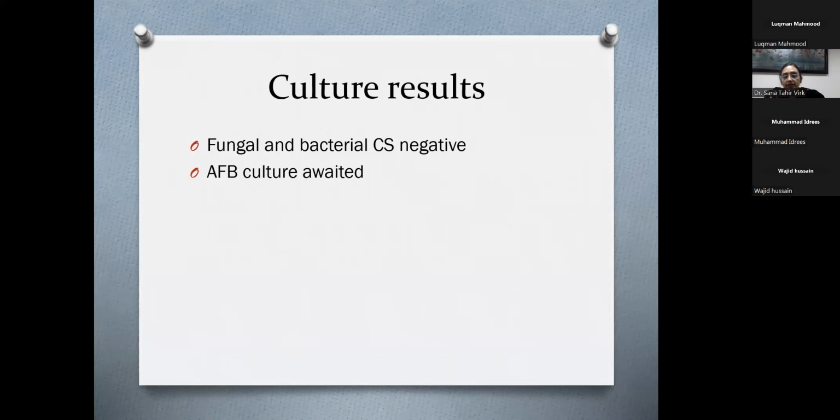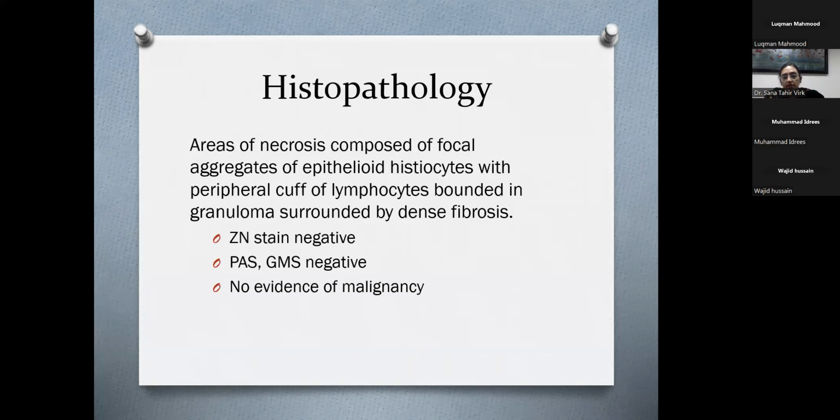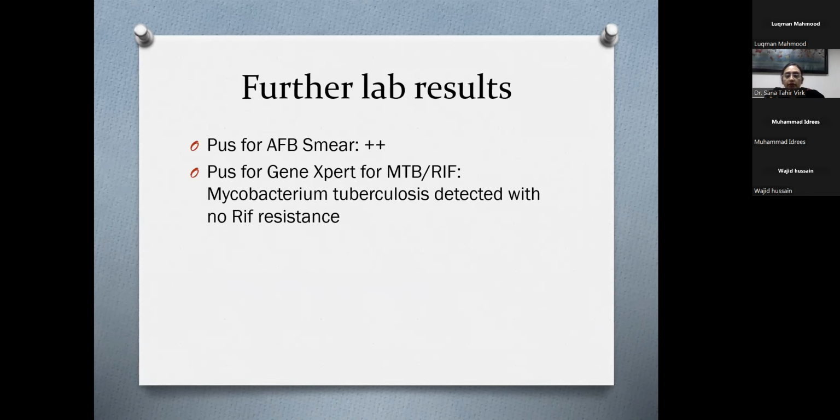So culture results came one by one. Fungal and bacterial cultures were negative. AFB culture was awaited. And histopathology showed areas of necrotizing granulomatous inflammation. Although ZN stain was negative, GMS stain was also negative, and there was no sign of any malignancy. Further lab results showed AFB smear 2+ positive, and the GeneXpert for MTB was also positive, although RIF resistance was not detected.